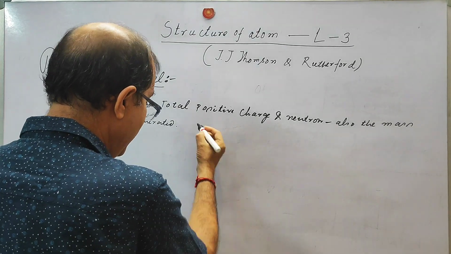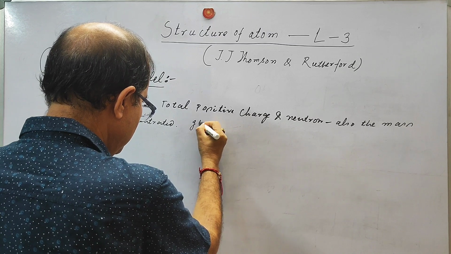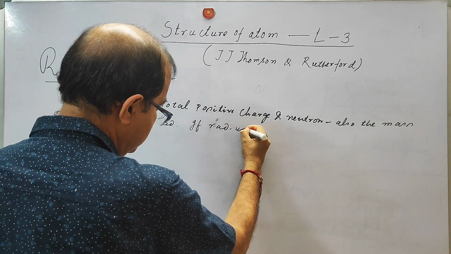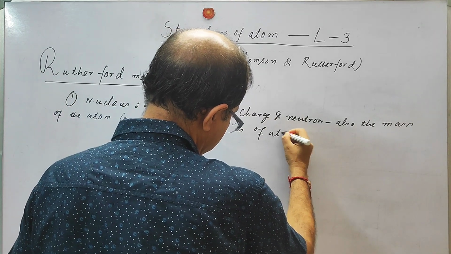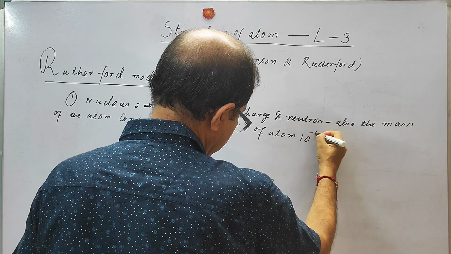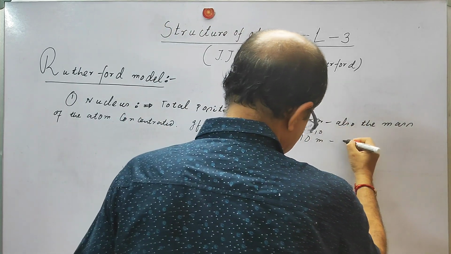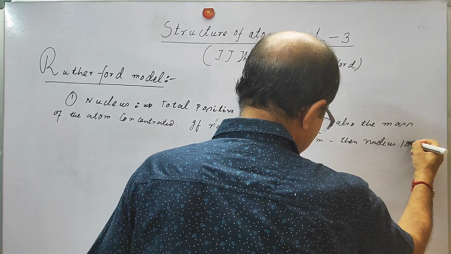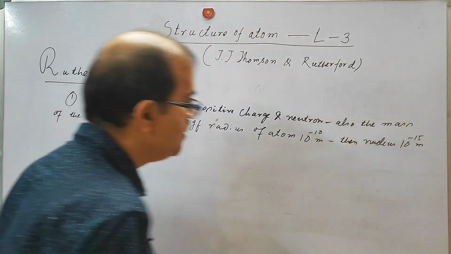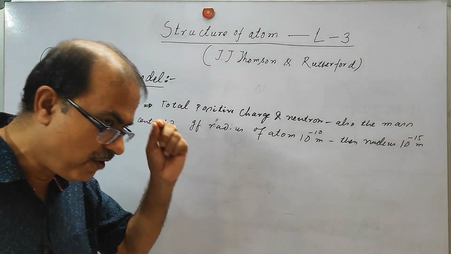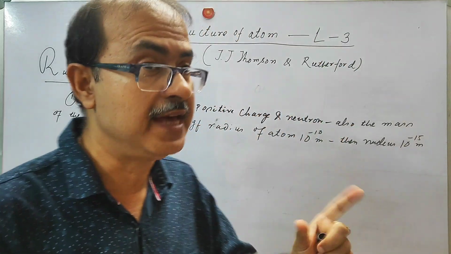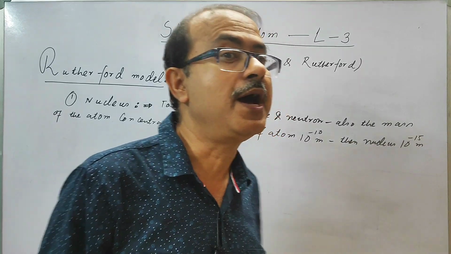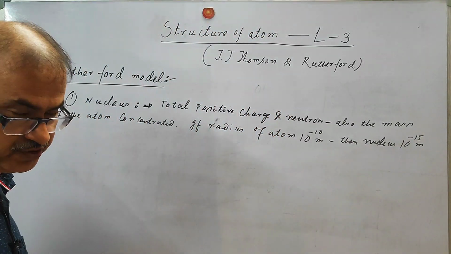You can visualize this: if the radius of the atom is 10 to the power minus 10 meter, then the nucleus has a radius of 10 to the power minus 15 meter, meaning it is 10 to the power 5 times smaller than the atom. Then you can easily imagine how small a portion of the atom is occupied by its nucleus.